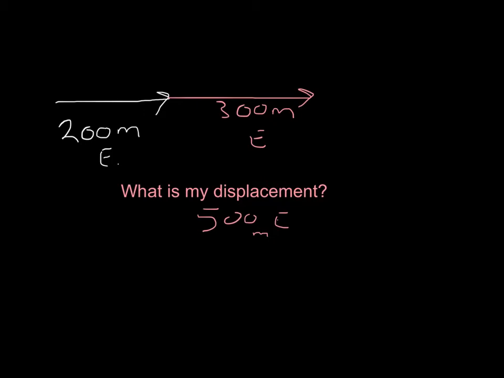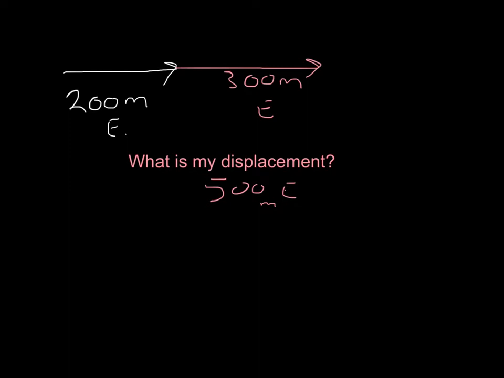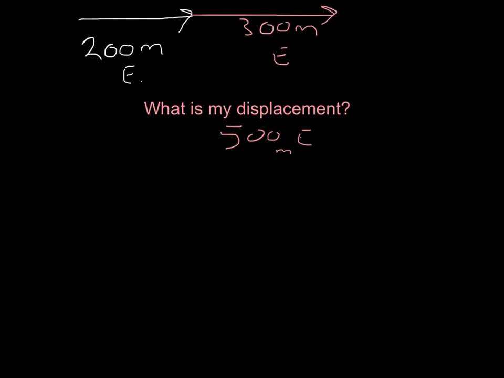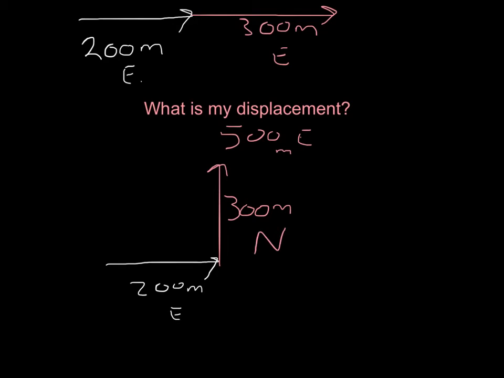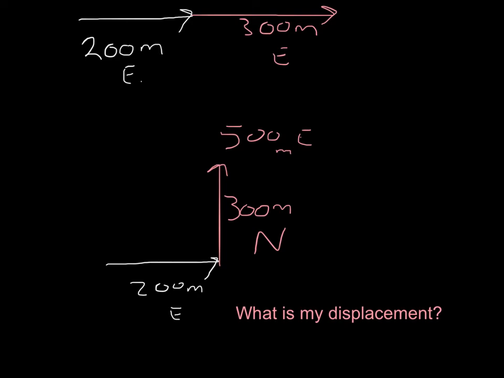Okay, let's go a little further now. Let's just say now that instead of having these things right after each other, let's say I travel 200 meters east, and then I travel 300 meters north. Now, what is my displacement? Remember, we said our displacement is from where you start to where you end up. More specifically, from where you end up compared to where you start.